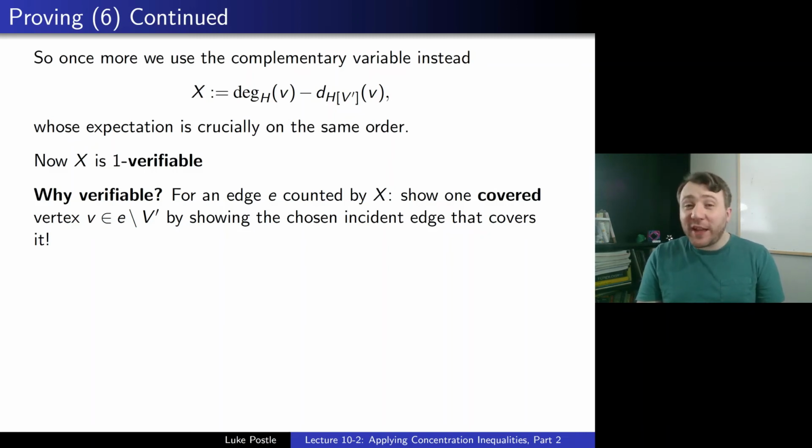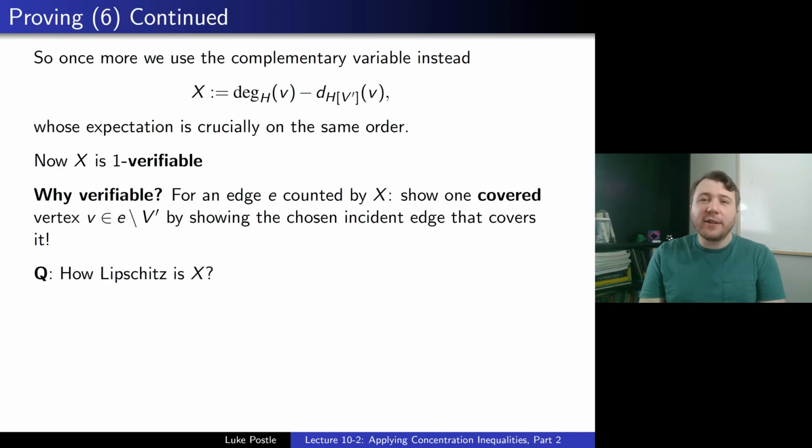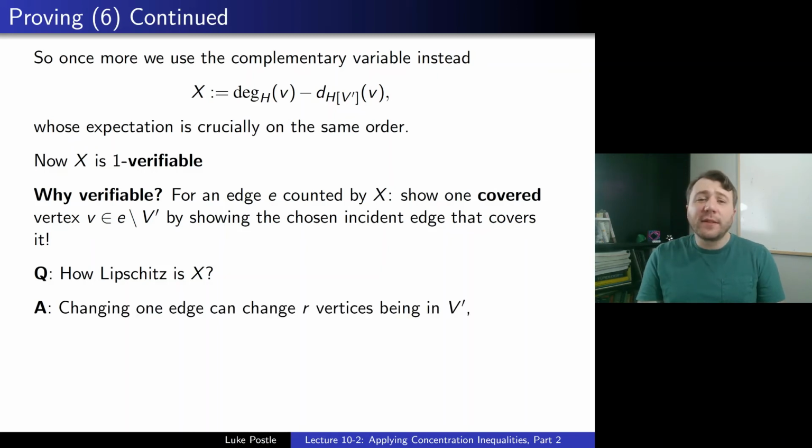Now we're almost done. We just have to ask, how Lipschitz is X? So how much does changing one edge change the trial? How much does it change X, these covered edges now? Well, you might want to again pause the video and think it through. The answer is a bit harder here. Changing one edge can change whether R vertices are in V prime. So that doesn't seem like a lot. You can just change whether R are covered or not.